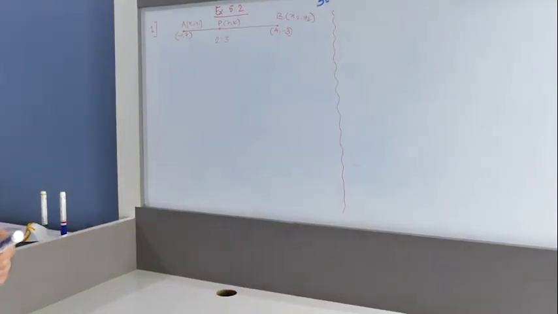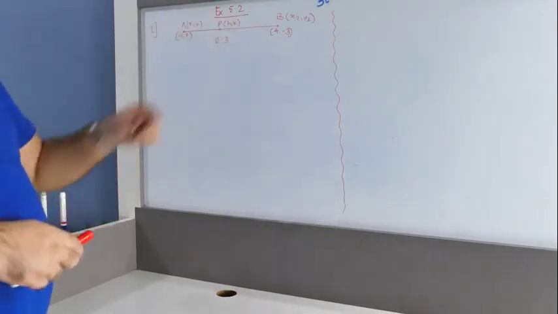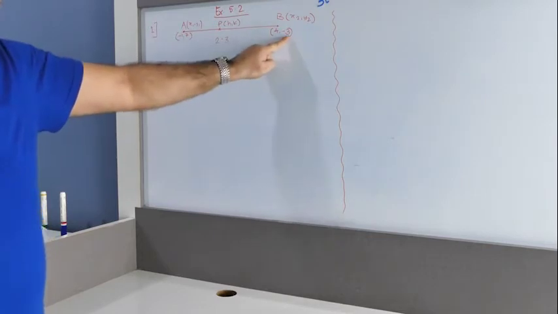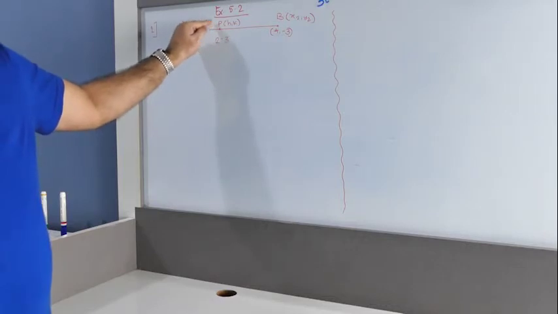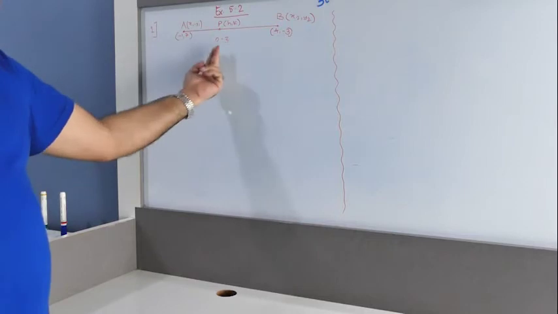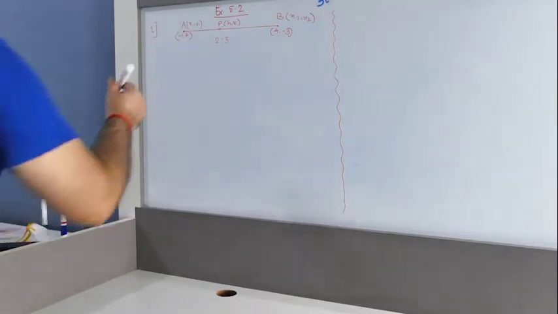The problem says, exercise 5.2 problem number 1, that you have a segment AB, the coordinates of A and B are given and the ratio is given as 2:3, and you have to find the coordinates of this point P which is going to divide AB in the ratio 2:3. That is the problem. Okay, let's come to the solution.